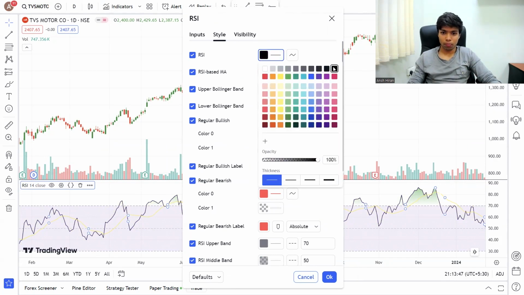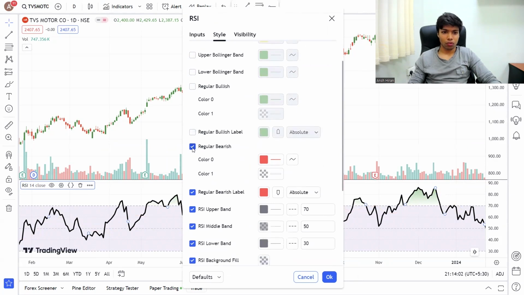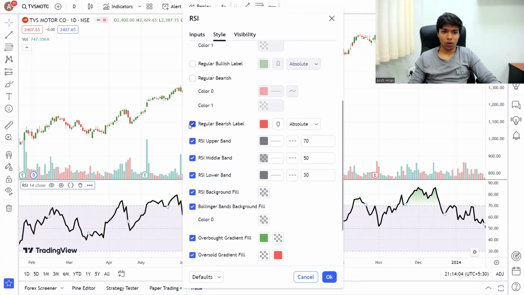I'll make it black in color so that it becomes clearer. RSI-based MA, you don't want that. You don't want the upper Bollinger Band in RSI, the lower Bollinger Band in RSI, or the regular bullish stuff. You don't need any of these things. You need the RSI upper band, but we want it to be not 70. We want it to be 60.